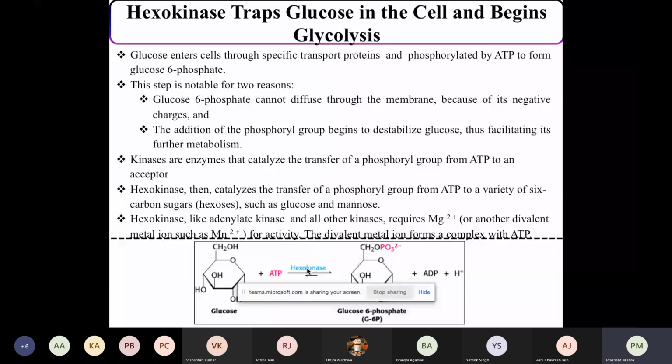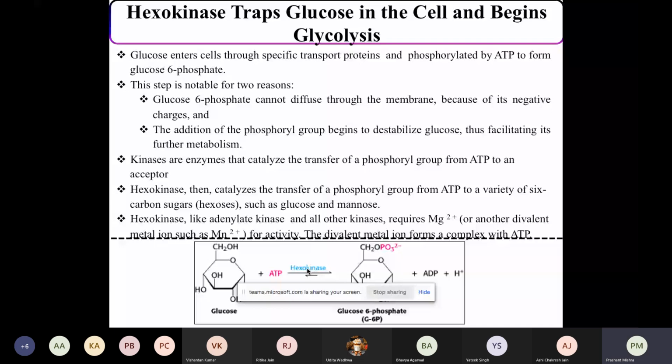The one which has the highest affinity will have the lowest Km value. That means glucose will have the lowest Km value. So even if I have glucose, mannose, galactose, etc., the glucose will be utilized first because it has a lower Km value. Am I clear? Yes, sir. Okay, let us move on.